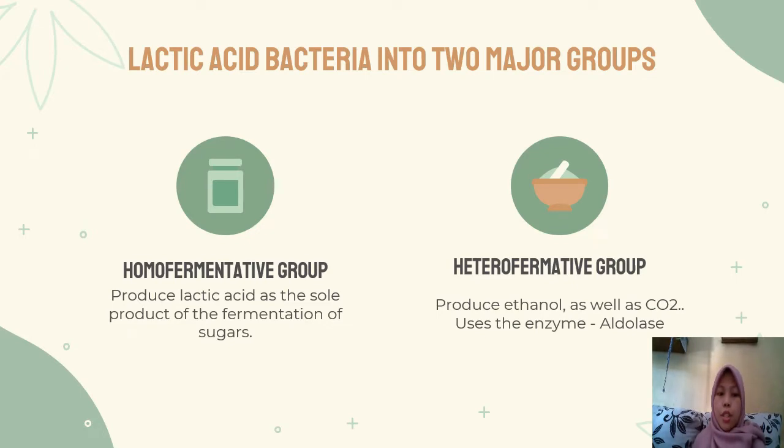So next, lactic acid bacteria fall into two major groups. The first is the homofermentative group, which produces lactic acid as the sole product of the fermentation of sugars, and the second is the heterofermentative group. Besides lactic acid, it also produces ethanol as well as CO2, and uses the enzyme aldolase.